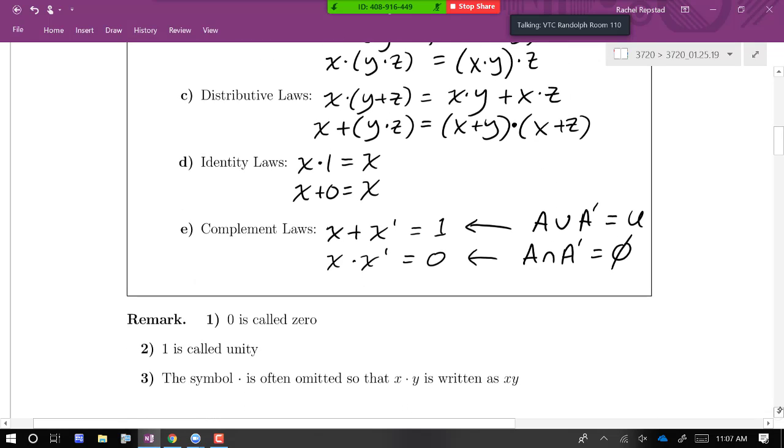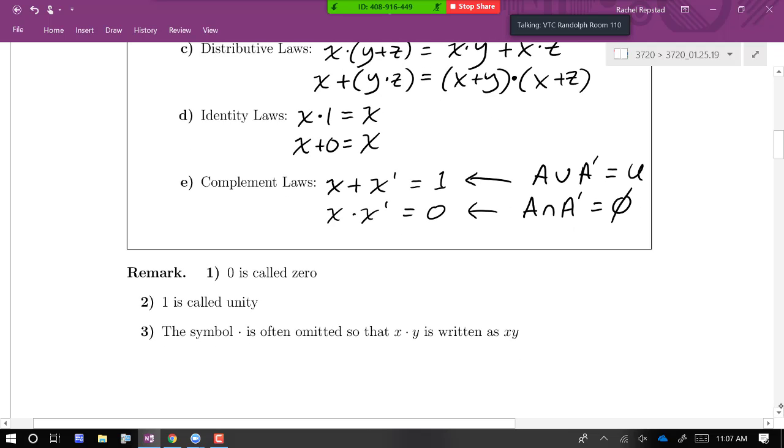A couple of remarks. 0, we call it 0, no surprise there. Sometimes, not very often, but if you look at other resources, they might refer to 1 as unity. And with the times symbol, it's just like in regular old algebra. Sometimes we omit it. So if you just see xy, it means x times y.